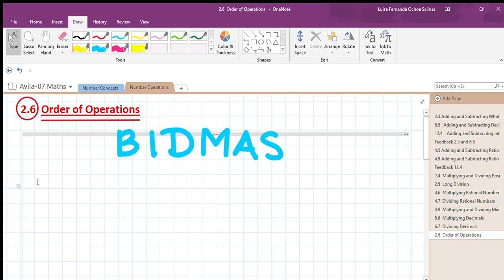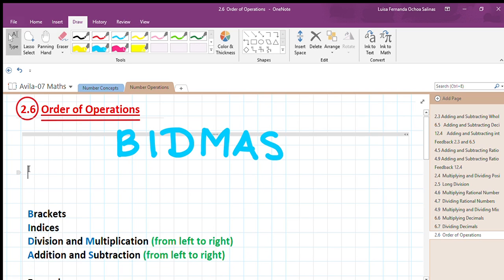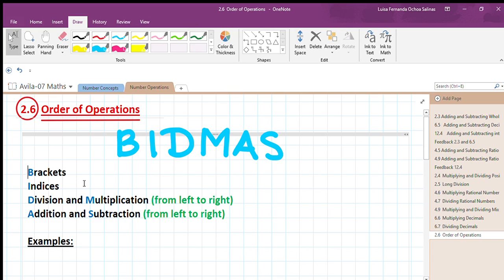But in your notes, I want you to copy it like this. Brackets, so that's the first one. Indices, and then division and multiplication, I want you to write in the same sentence. Why? Because they come at the same level. They are in the same order. It's not that you do division before multiplication. You do whichever operation comes first. Which one do you do first? From left to right, in the same way that we read. And in addition and subtraction, the same thing happens. They come at the same level. So basically, it's like a ranking of which operation we're going to do first when we have several operations to do.